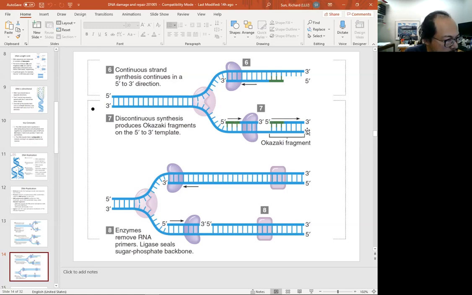And once it completes it, it's called an Okazaki fragment. So this one is done earlier. This one is a new one. So this one completes an Okazaki fragment. Then this DNA polymerase will also replace this RNA primer, oh sorry, replace it with DNA. And then the enzyme, the ligase, will seal this sugar phosphate backbone. Then we have an extended DNA duplication as a result. So now we have two DNA. So that's that.